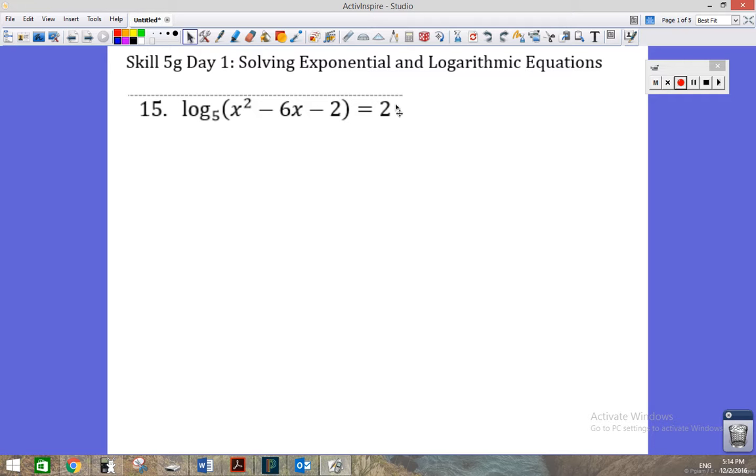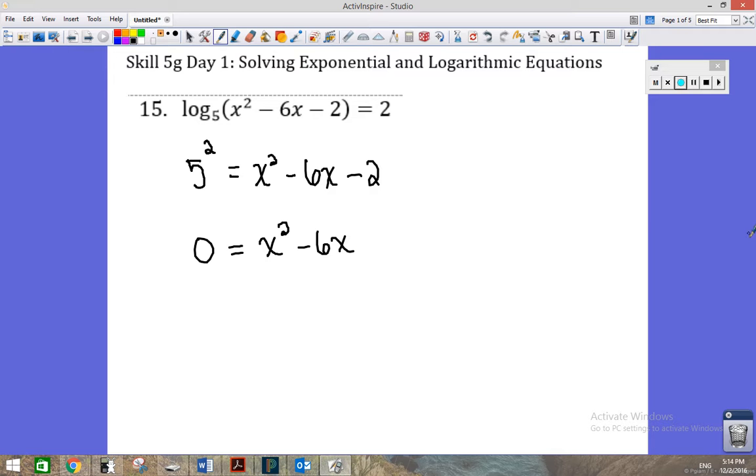I could rewrite this as log base 5 of 25 because 5 squared is 25, but I think it's easiest to recognize that the base is 5, that a logarithm equals an exponent, so this base has an exponent of 2, and then this argument x squared minus 6x minus 2. So here's a quadratic equation. To solve it, I need to get it in standard form and decide whether I can factor it or whether I have to use the quadratic formula. I could even choose to complete the square.